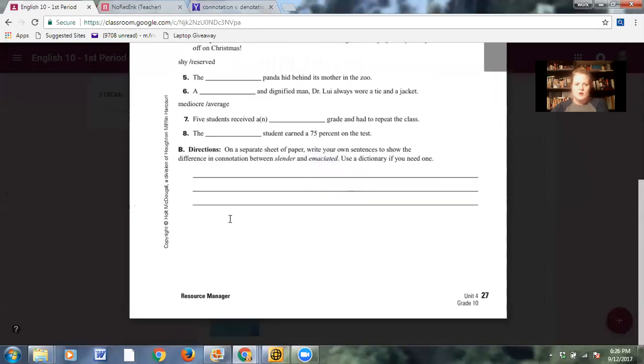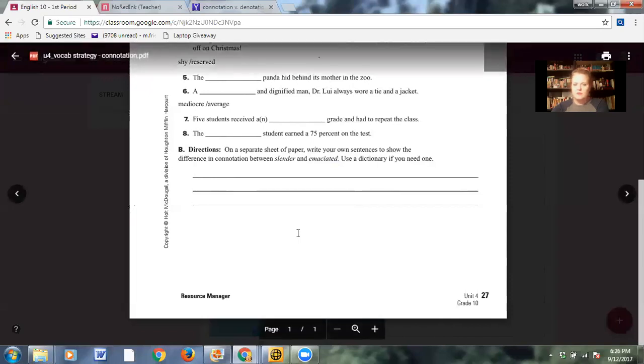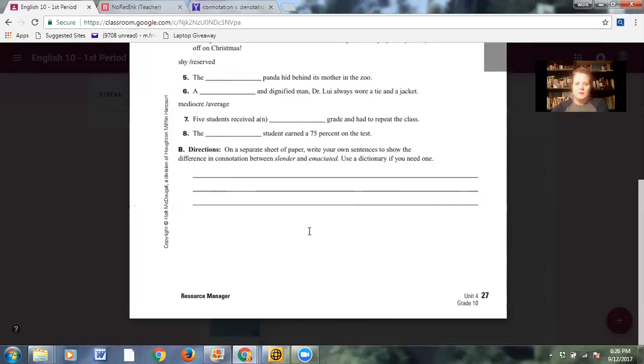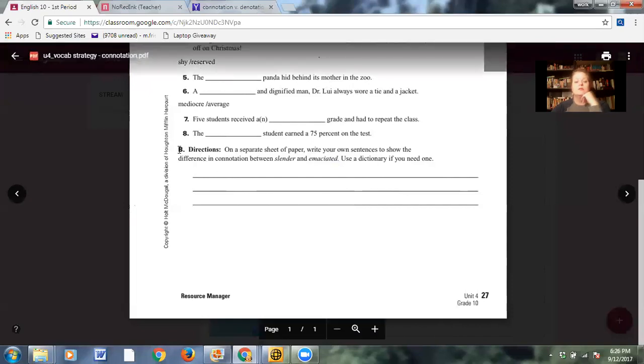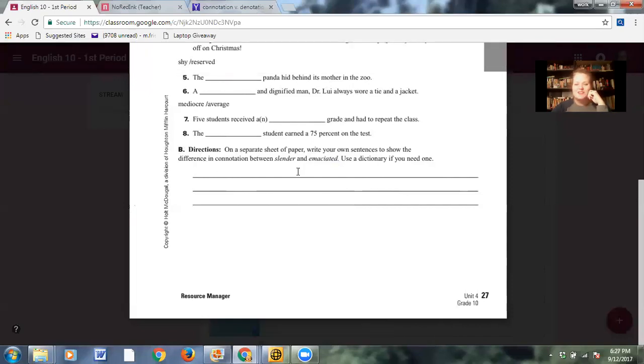When you are done, you can turn in your whole packet to the front of the room in the blue divider thing. I forget what that's called. But you know what I'm talking about. The blue paper sorter, that's it. At the front of the room, and finish out the hour working on no red ink.